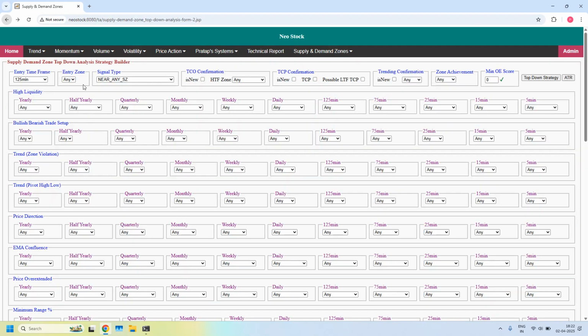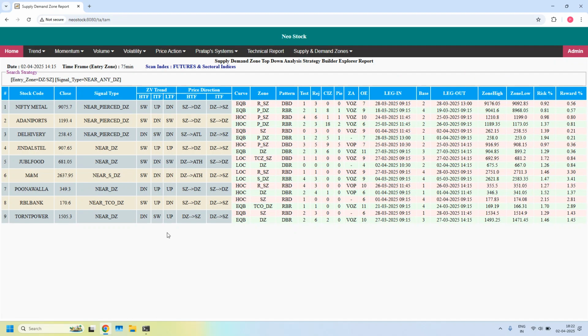Okay, next time frame is 75 minutes. Entry time frame 75 minutes. Let us find the stocks near to the 75 minutes demand zone. We got 9 stocks. Let us identify high liquidity 75 minutes demand zones from this list. M&M is having a 75 minutes high liquidity demand zone. That's it. We have identified one high liquidity 75 minutes demand zone from this list.